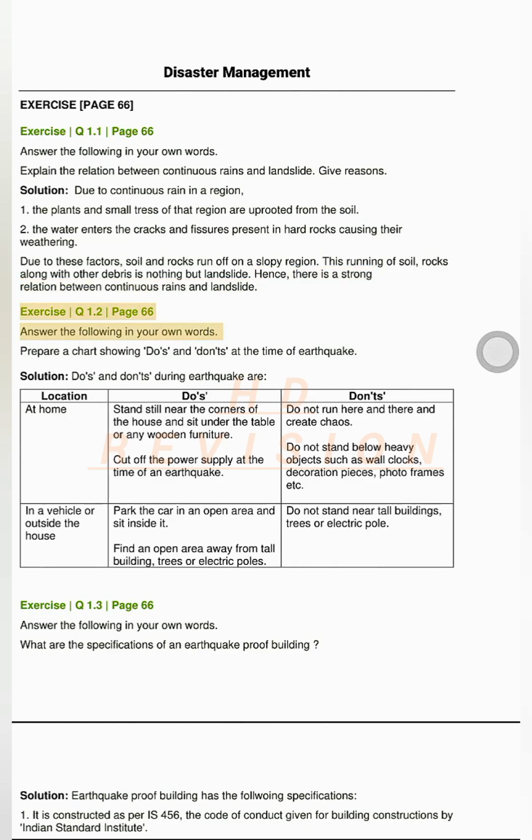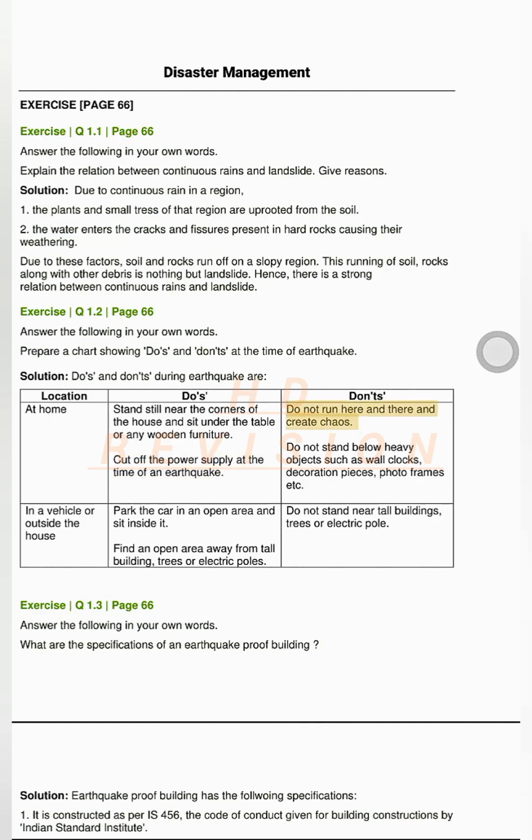Exercise Q1.2, page 66. Answer the following in your own words. Prepare a chart showing do's and don'ts at the time of earthquake. Solution. Do's and don'ts during earthquake are: Location. Do's. Don'ts. At home. Stand still near the corners of the house and sit under the table or any wooden furniture. Cut off the power supply at the time of an earthquake.